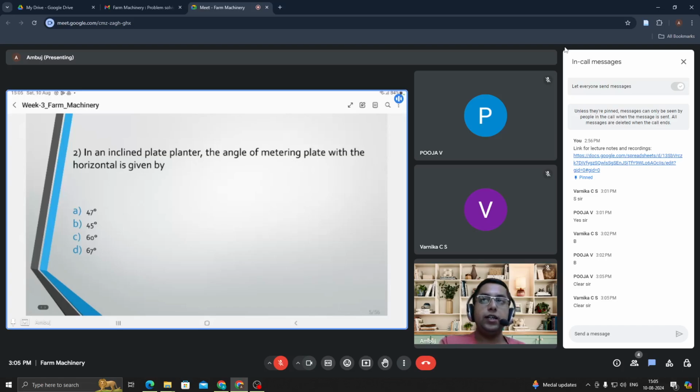See, the second question for the day is this one. In an inclined plate planter, the angle of the metering plate with the horizontal is given by: 47 degree, 45 degree, 60 degree, and 67 degree. This particular data has been mentioned in the lectures. Try to give the answer. Then I'll explain how this particular angle is decided in case of any planter. I'll explain in great detail how we arrive at the correct value. Try to answer.